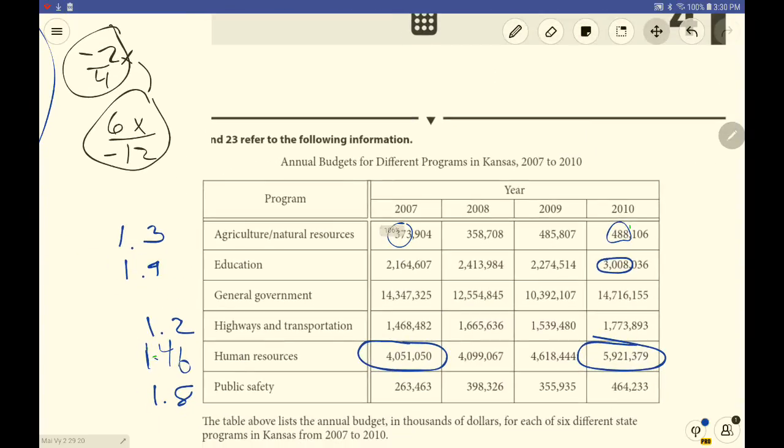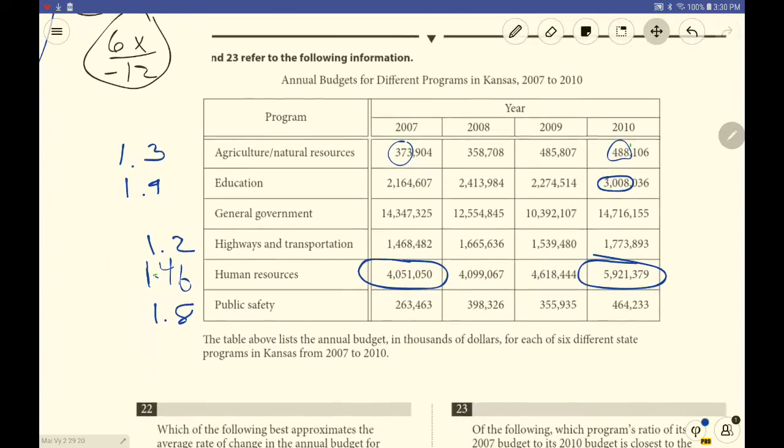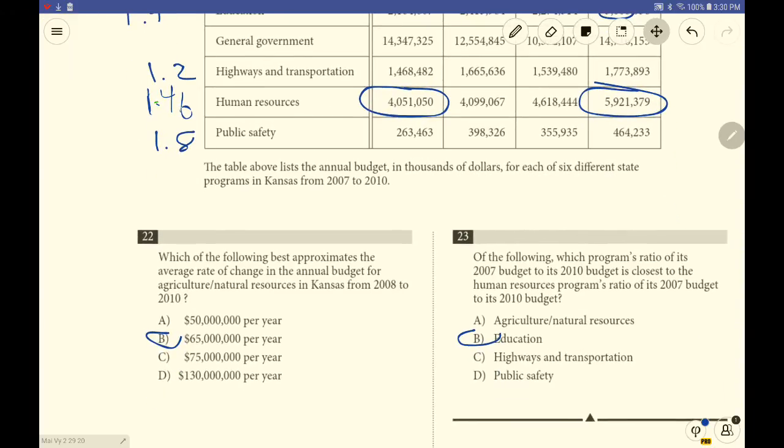So this next problem is all about reading a complicated chart and figuring out what they want. I'm not going to run through all that again.